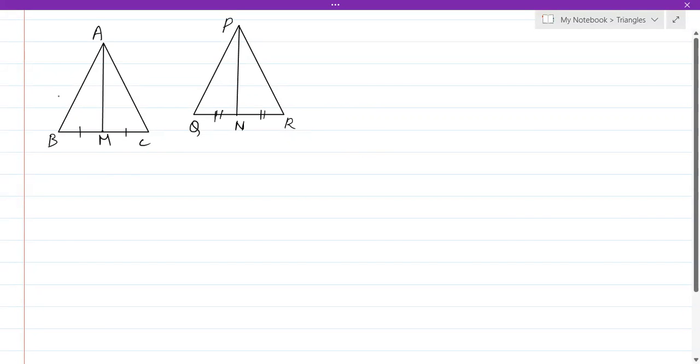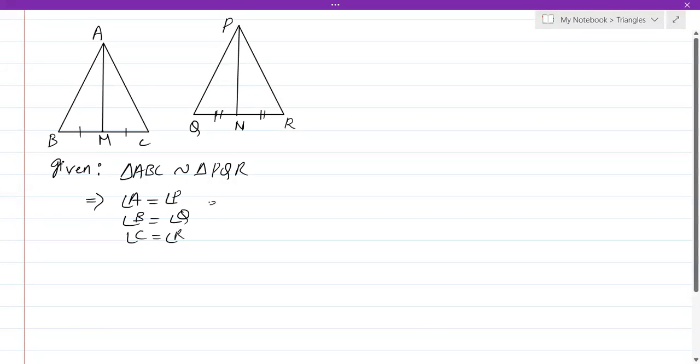What they have given us is that these two triangles are similar. Triangle ABC is similar to triangle PQR. If two triangles are similar, remember we can write the corresponding angles are equal. That is, A will be equal to P, B will be equal to Q, and C will be equal to R. Along with that, we can also write the corresponding sides are in proportion. That is, AB by PQ will be equal to BC by QR, which will be equal to AC by PR. We can write this, isn't it?